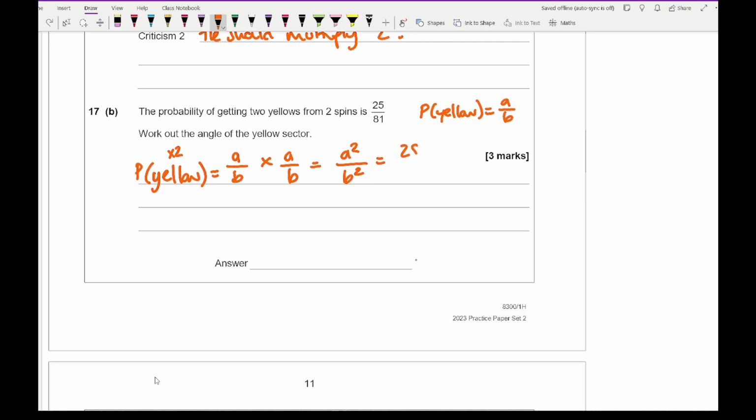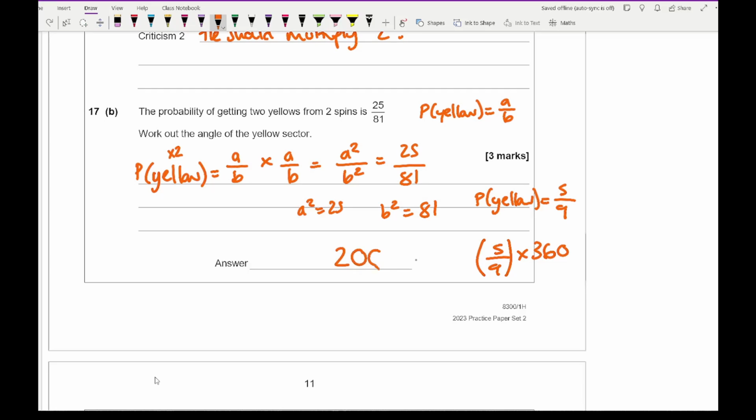Now that is going to be equal to 25 over 81. So A squared equals 25, B squared equals 81. We can't have negative A and B values. So then what we've got is the probability of a yellow is going to be 5 over 9. So then if I do 5 over 9 multiplied by 360, because that's the total angle, 5 over 9 is the proportion as well as the probability. So we divide 360 by 9, multiply by 5, and I get the final answer of 200.